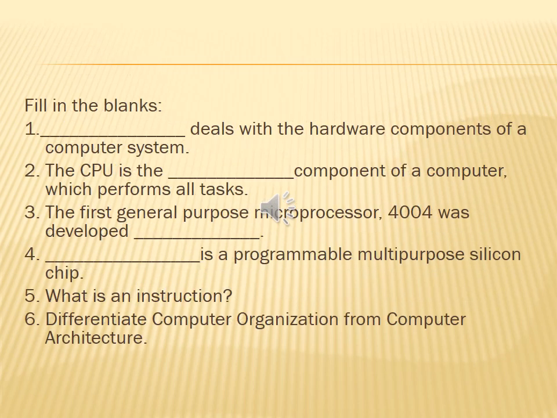Okay, this is your homework. You should write the homework. What is an instruction? Difference between computer organization and computer architecture. Then the remaining is syllabus. Questions 5 and 6 are question answer, and 1 to 4 is syllabus.